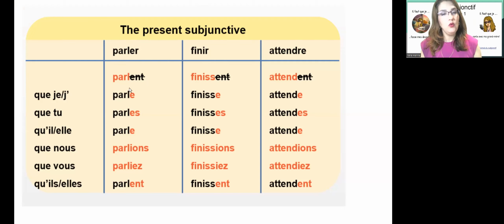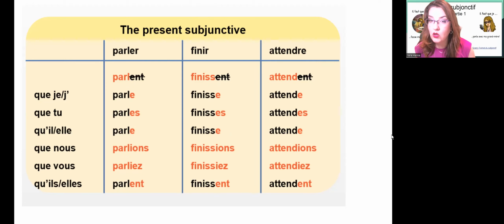We start with the ils form of the present tense: parlent, finissent, attendent. Then we drop the ent, and what's left here in red is the stem of the subjunctive. So here is the stem: parl, finiss, attend. And then we add e, es, ions, iez, ent.